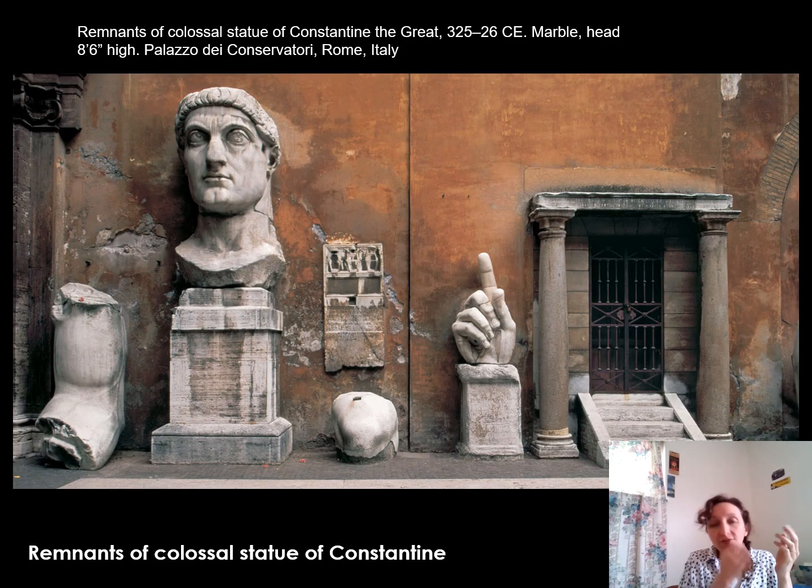All right, so we left off last time introducing this guy, Constantine the Great. This is part of the remnants of his colossal statue. If you watch that little video, you know that he's the first Christian emperor, that there was a division in Rome between East and West, right? Which was not specifically started by Constantine, but he's really the one that formalized the split into two.